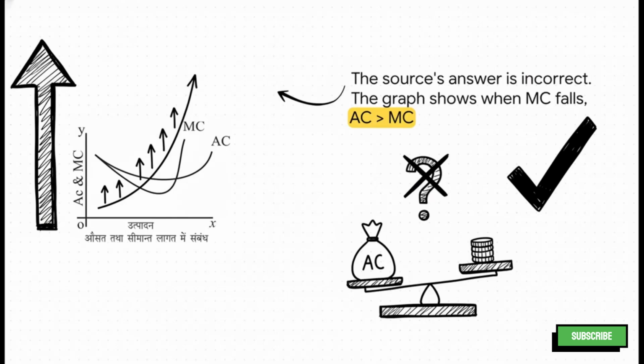Now hold on, this one is super important and a bit tricky because the official answer key actually gets this wrong. It says the answer is less than, but just look at the graph. You can clearly see that in the entire region where the MC curve is falling, the AC curve is still floating above it. So the correct economic principle is that when marginal cost is decreasing, average cost is greater than marginal cost.